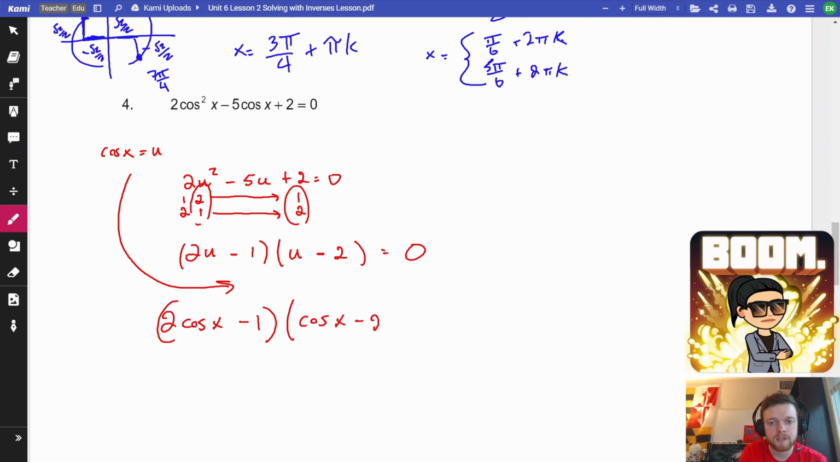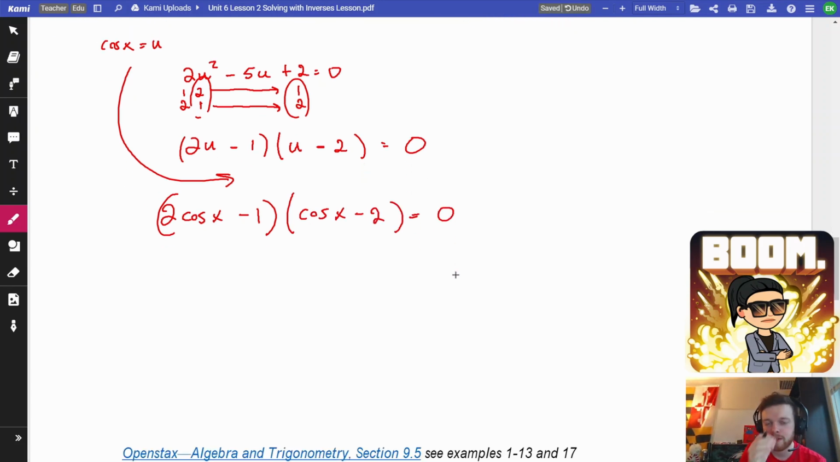Cosine x minus 2. Oh yeah, I just noticed something that I think you guys are going to enjoy. Let's go ahead and solve this one over here. 2 cosine x minus 1 is equal to 0. Let's go ahead and add that 1. Divide by that 2. Cosine x is equal to 1/2.